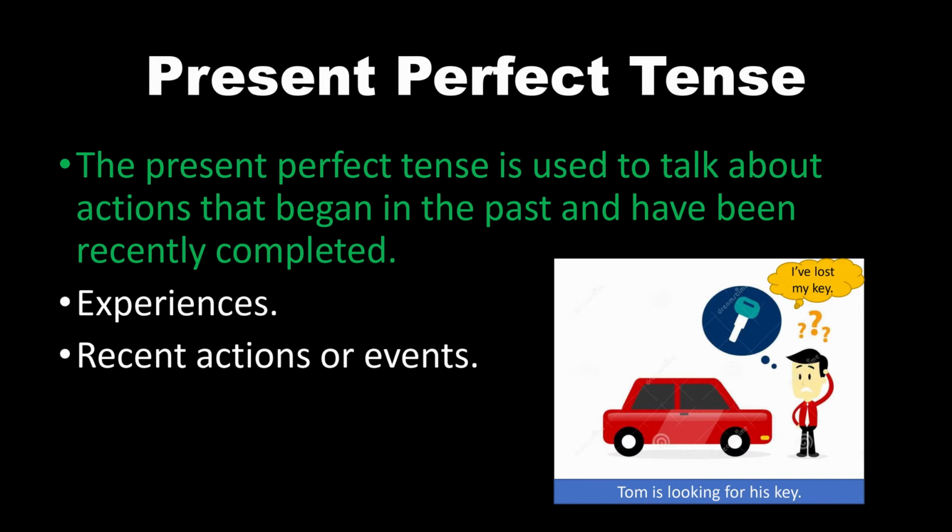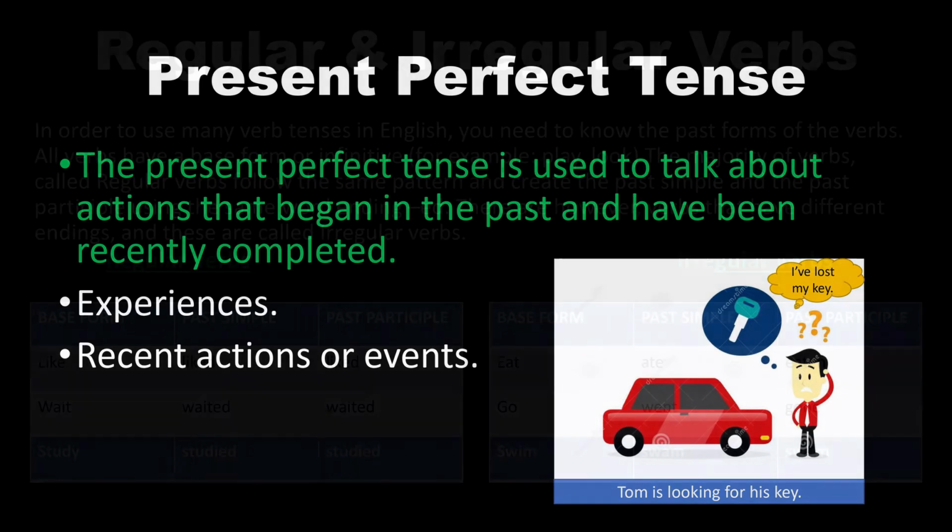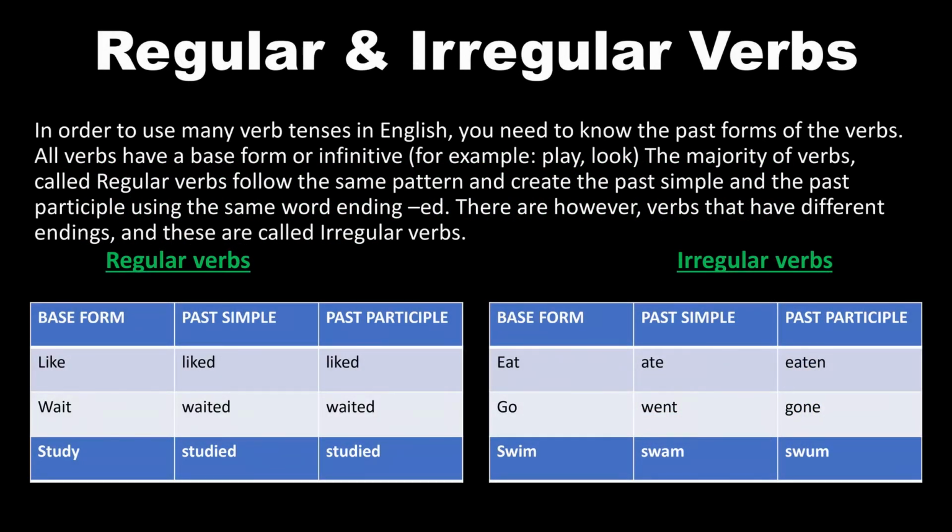First, let's see the two main uses of present perfect tense. The first is when we talk about our experiences, and second, when we talk about recent actions or events. But before that, let's understand about past participle. What is that? In order to use many verb tenses in English, you need to know the past forms of the verbs. All verbs have a base form, also known as infinitive. For example, play, look, these are the base form.